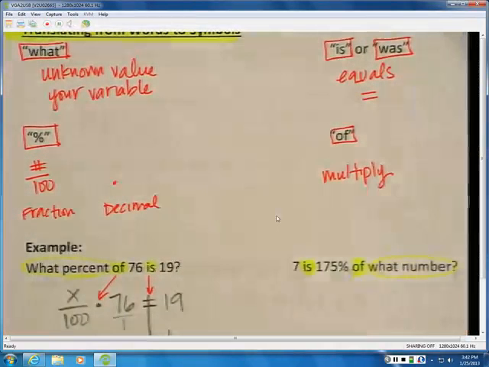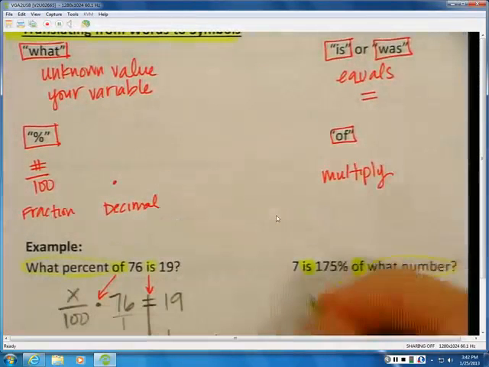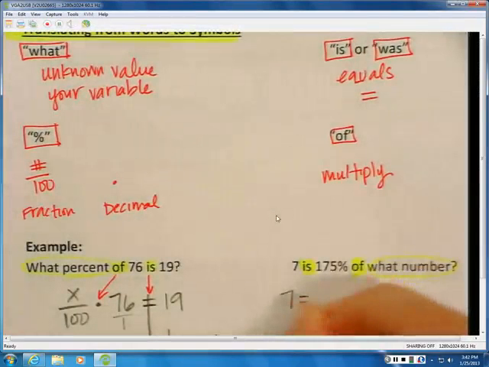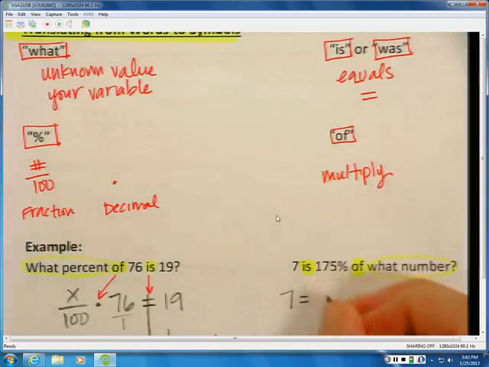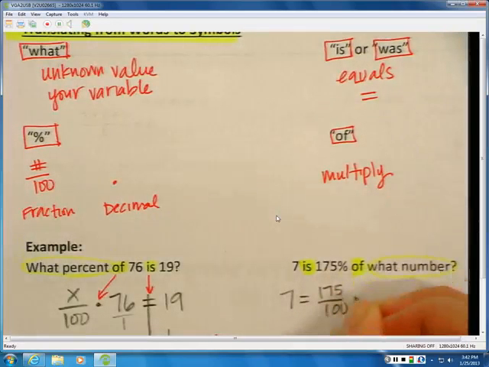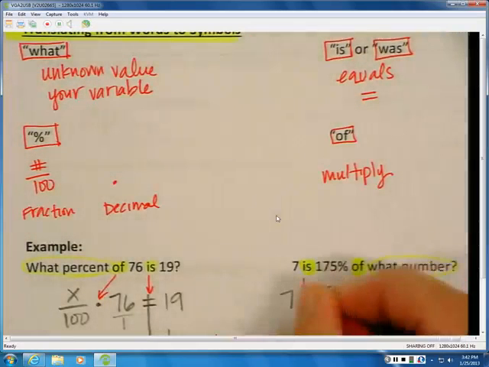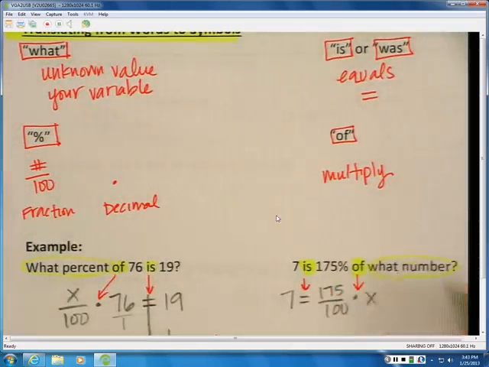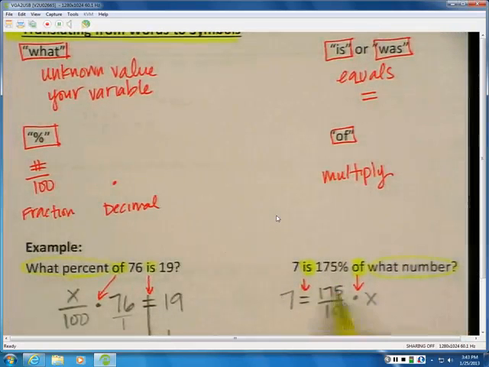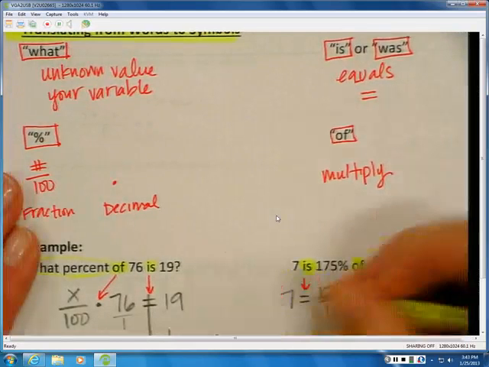So let's diagram this. 7 is 175%. I prefer the fraction, so I'm going to go 175 over 100 of what number? Well, I don't know. Let's call it x. That's my equal sign. That's my of. And this is the thing I'm trying to find. I'm not going to solve this one. If we were going to solve it, we would multiply both sides by the reciprocal, 100 over 175.